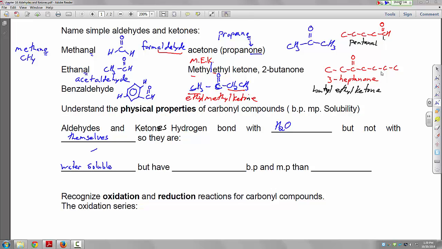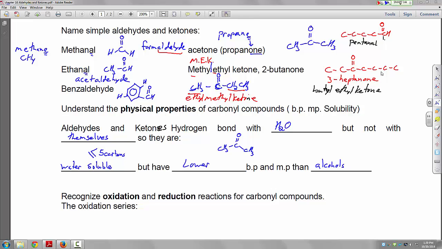And just as a rule of thumb, we'll say less than or equal to 5 carbons will be water soluble. Once they get bigger than that, they are not. But they still have boiling points and melting points like the alcohols that we talked about in chapter 12. Okay, so let's take something very common, acetone. And it doesn't really matter if it's an aldehyde or a ketone.